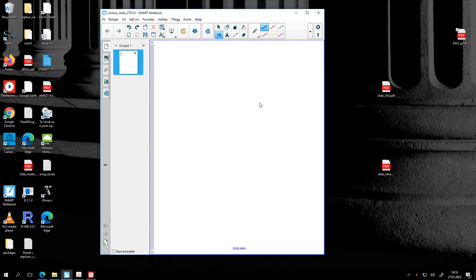Today I will use a mix of both this smart notebook and also a pre-made presentation. But the topics that I will cover today are, first of all, what's called decision theory.